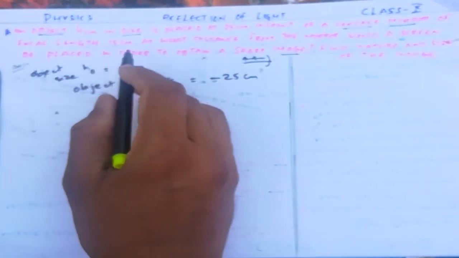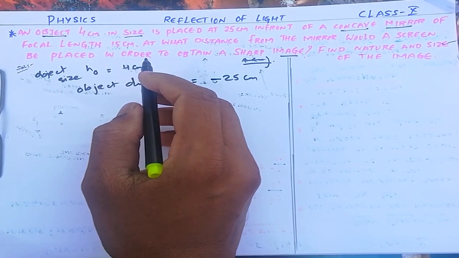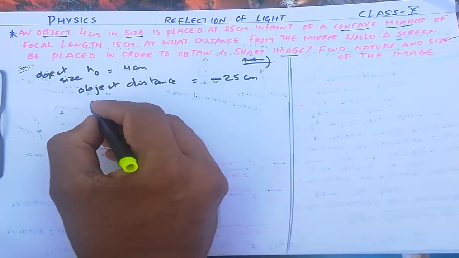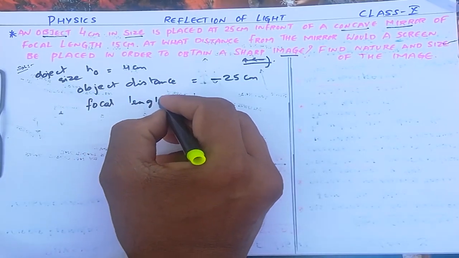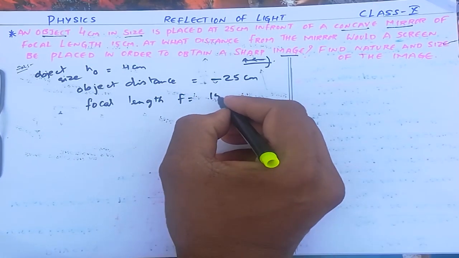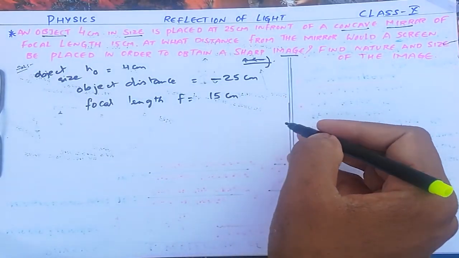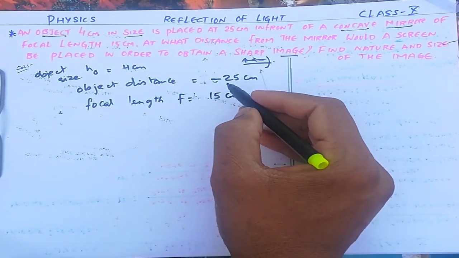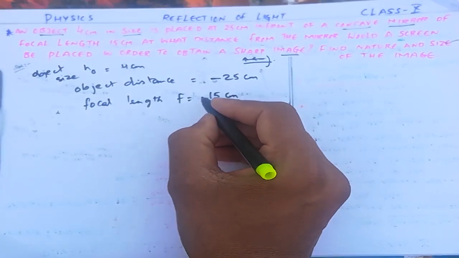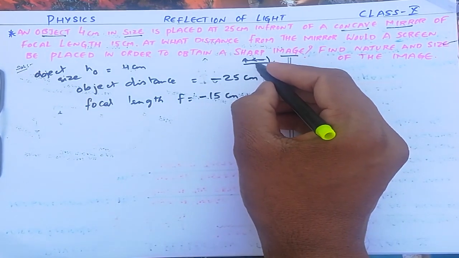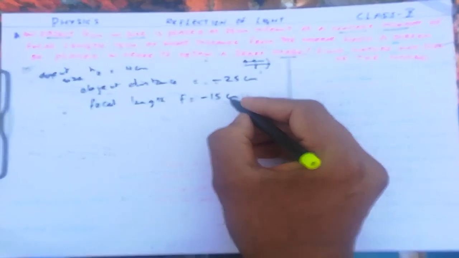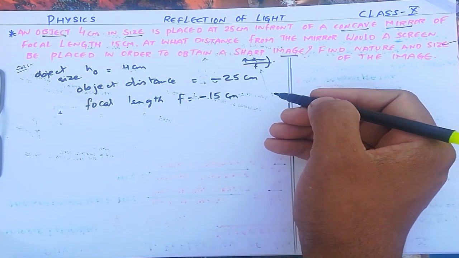Now focal length is 15 centimeters. Focal length, that is f, equal to 15 centimeters. Then what about focal length? Object distance is taken as negative, so focal length should also be taken as negative. Why? Because this is also measured in the reverse direction. So focal length f equal to minus 15 centimeters.